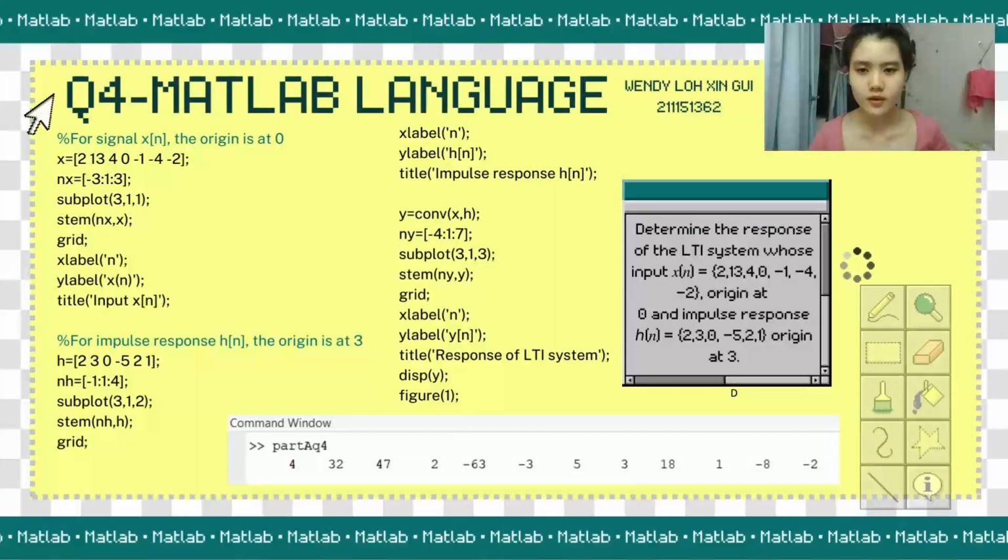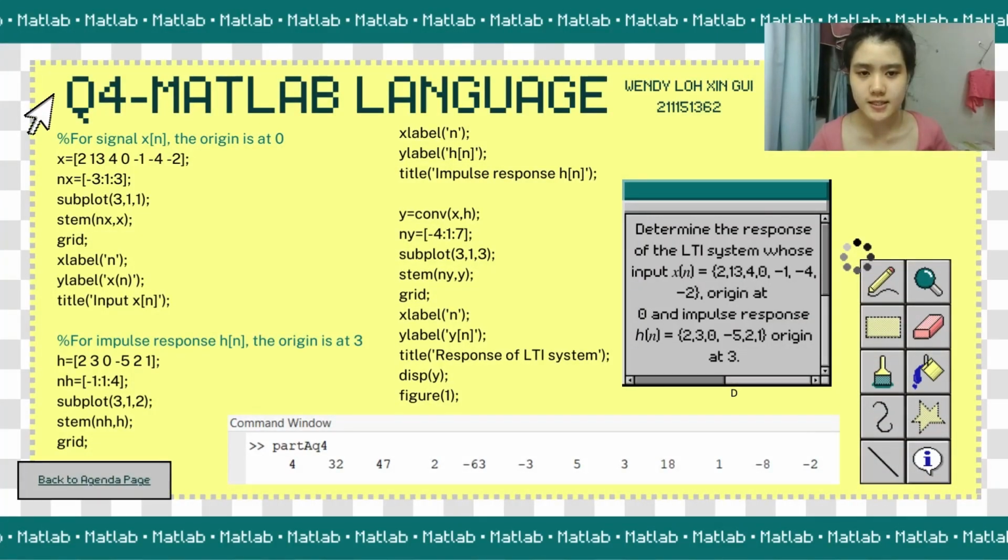For question 4, we have to determine the LTI system response with the input x[n] and impulse response h[n]. First of all, for signal s[n], the amplitudes are 2, 13, 4, 0, -1, -4, and -2. We set the n range from -3 to 3 with step 1, so that the origin will be at 0. We plot s[n] as a discrete signal using the stem function and subplot it with 3, 1, 1.